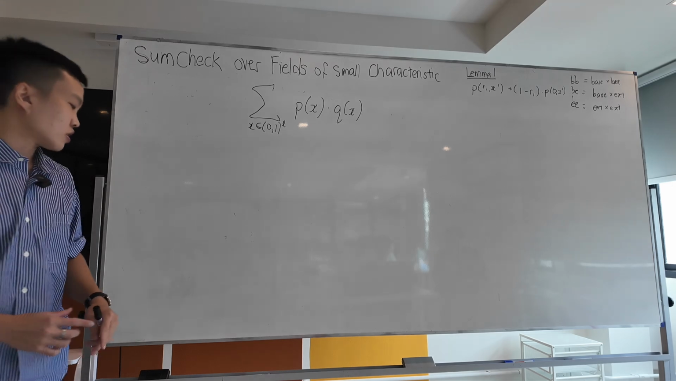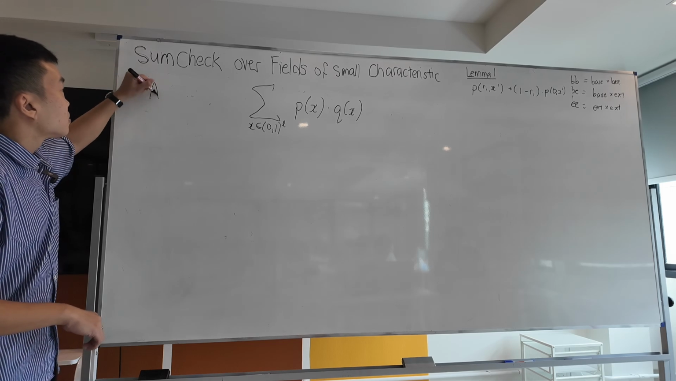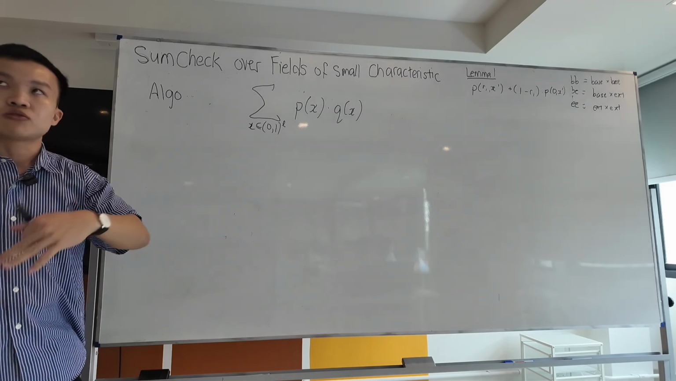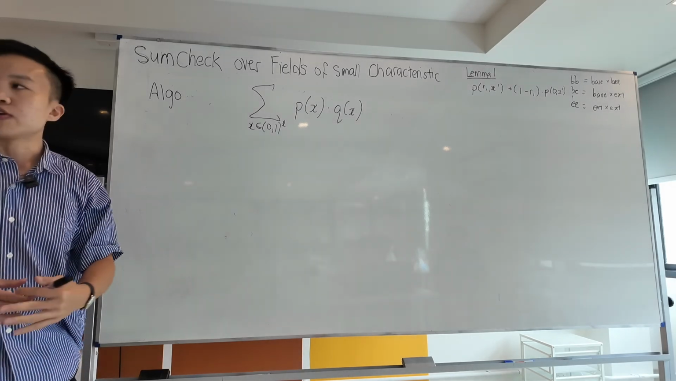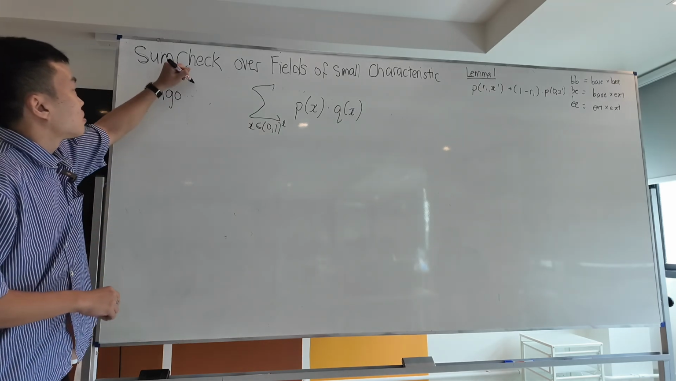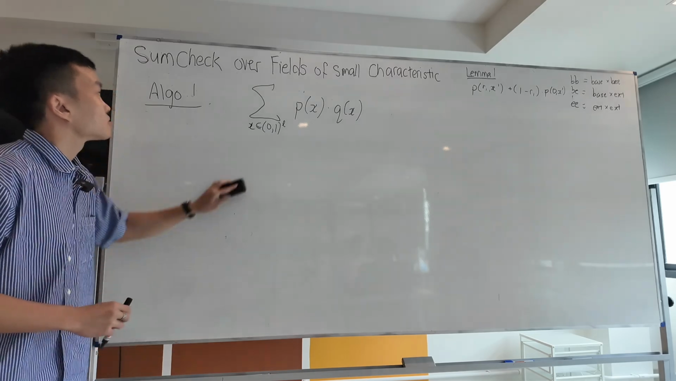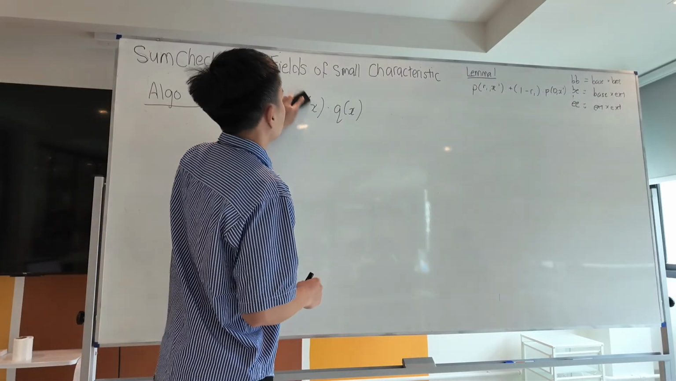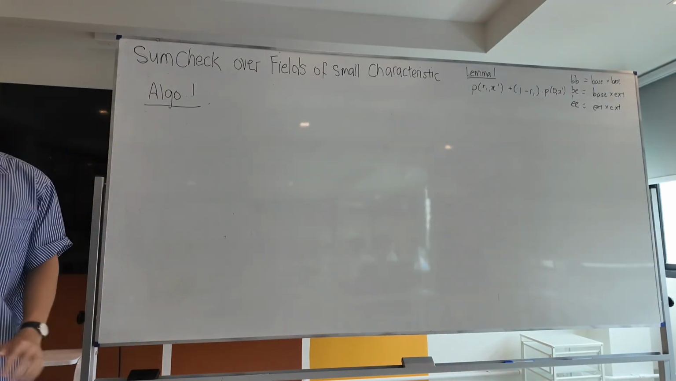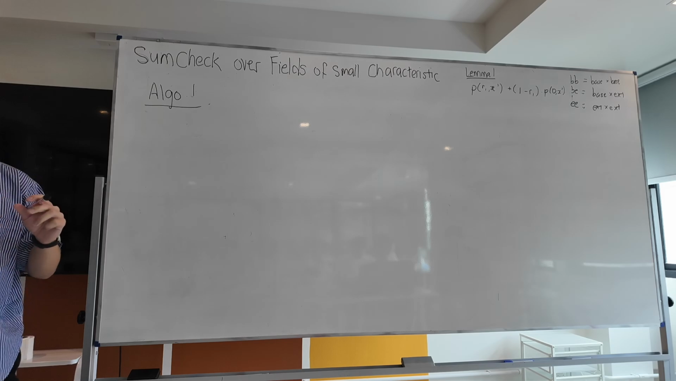So the algorithms presented in the paper talk about rounds 1, 2, and then the ith round, let's say. So I'll talk a bit about those rounds. In algo 1, what they do is they store the evaluations of P and Q in separate arrays.